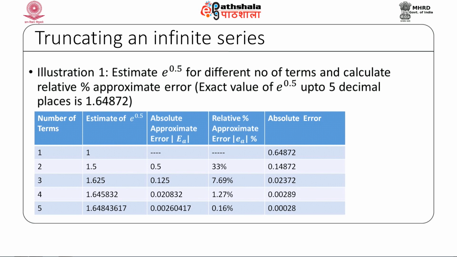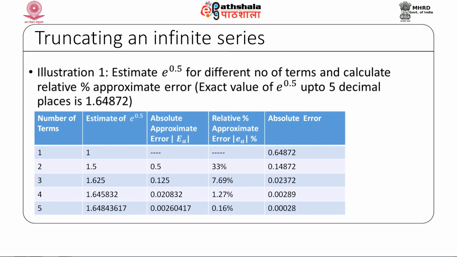Let us take this example. Suppose we estimate e raised to 0.5 using different numbers of terms, and we know the value of e raised to 0.5 to a good number of decimal places. So, let us use it. The exact value of e raised to 0.5 is 1.64872 up to 5 decimal places, and let us use the series terms to calculate the value of e raised to x one by one.